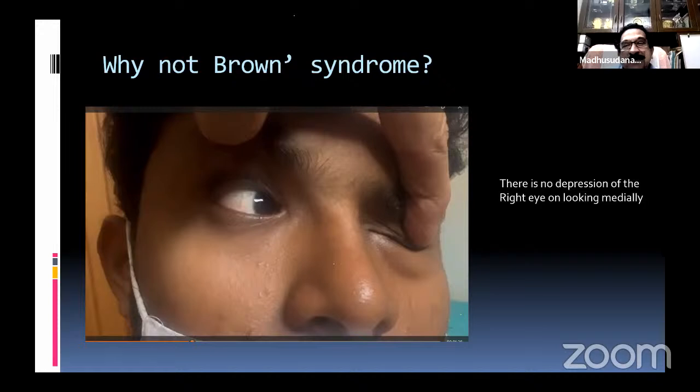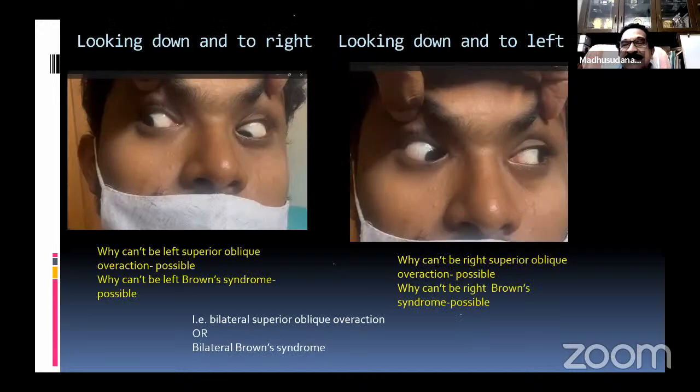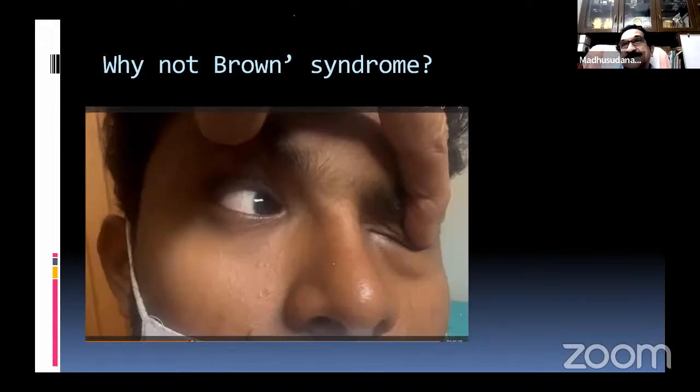There is no depression of the right eye on looking medially. Initially I find that the right eye is looking down on looking medially, but that is not there when you close one eye. That shows it is not a restrictive ophthalmopathy. If it had been Brown syndrome, even with the other eye closed, the eye should have been down on looking medially because of the restriction of the superior oblique. So the inferior oblique cannot act. The superior oblique is not relaxing, so the inferior oblique cannot act.